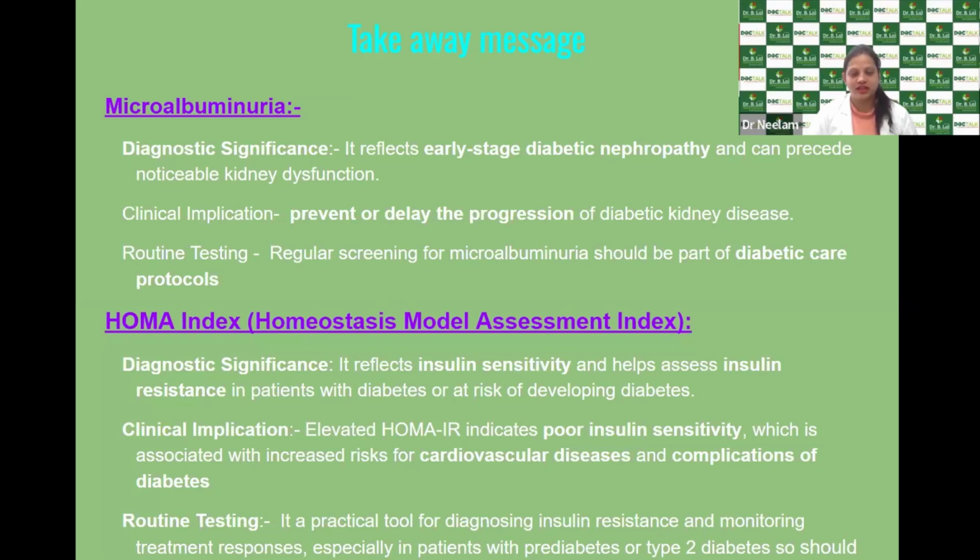And the HOMA index reflects insulin sensitivity and helps assess insulin resistance in patients with diabetes or at risk of developing diabetes. An elevated HOMA IR index indicates poor insulin sensitivity, which is associated with increased risk of cardiovascular diseases and complications of diabetes. Routine testing should also be included in the diabetic care protocols.